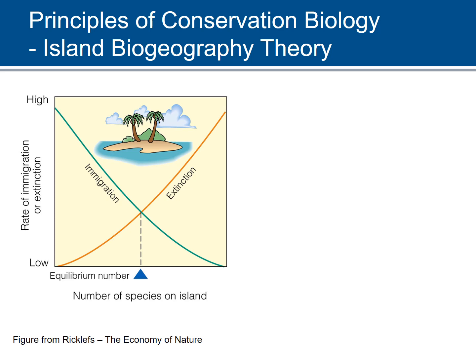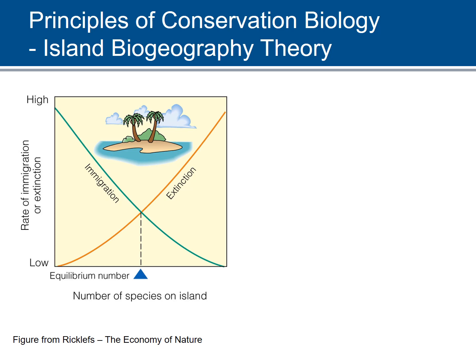If you start on the x-axis to the left at a low number of species on the island, you'll see you have a high value for immigration on the y-axis and a low value for extinction. That's because any new species that reaches the island is going to be a new species, but there's not a whole lot of species there, so there's not a lot of competition, and the population will do well.